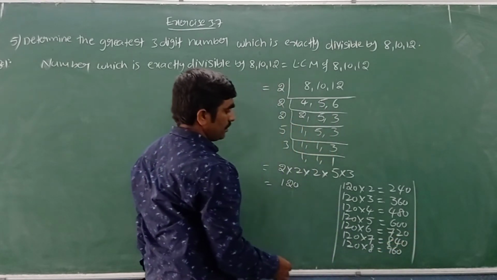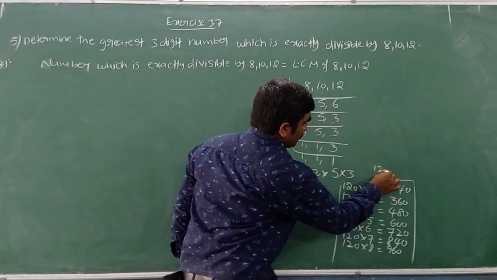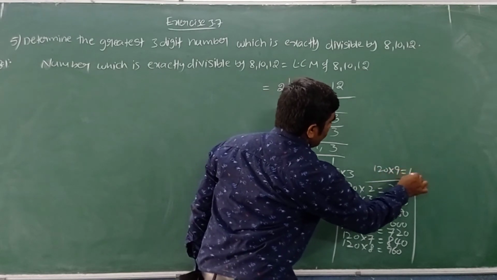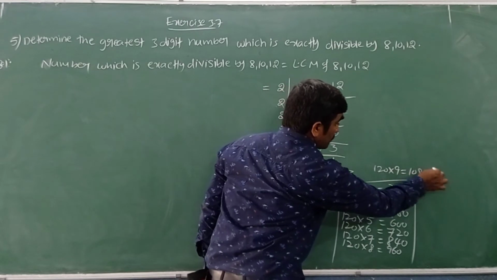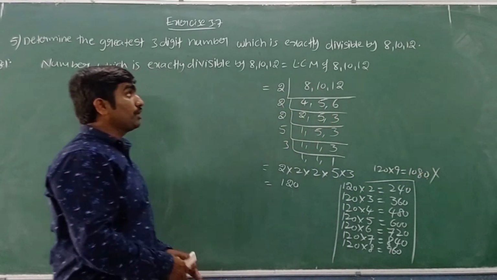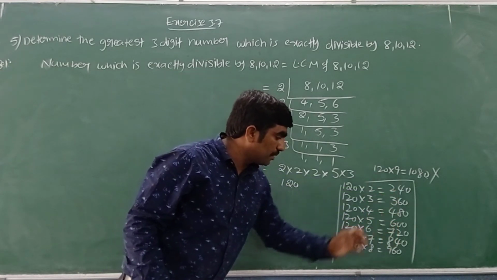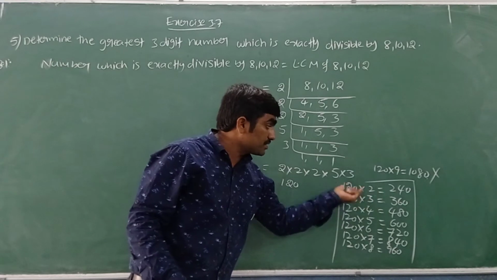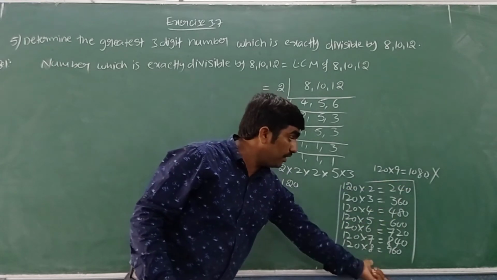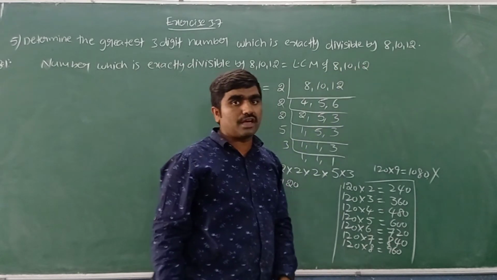Let me write more. Let me write here. If you see 120 9s: 12 9s are 108, 0, that is 1080. Yes, 1 2 3 4. It is a 4-digit number. I want only 3-digit numbers. Yes, these are all 3-digit numbers which are multiples of 120. So 100% all these numbers are exactly divisible by these three numbers 8, 10, 12.